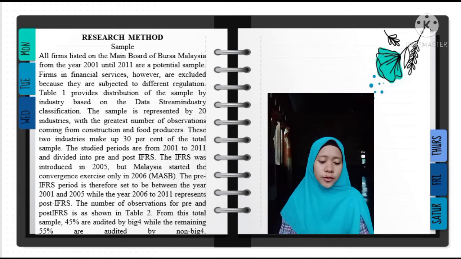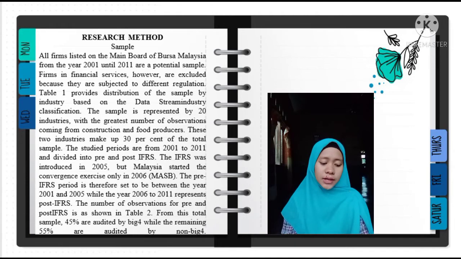The studied period is from 2001 to 2011 and divided into pre and post IFRS. The IFRS was introduced in 2005, but Malaysia started the conversion exercise only in 2006 under MASB. The pre-IFRS period is therefore said to be between the years 2001 and 2005, while the years 2006 to 2011 represent post-IFRS. The number of observations for pre and post-IFRS is shown in Table 2.